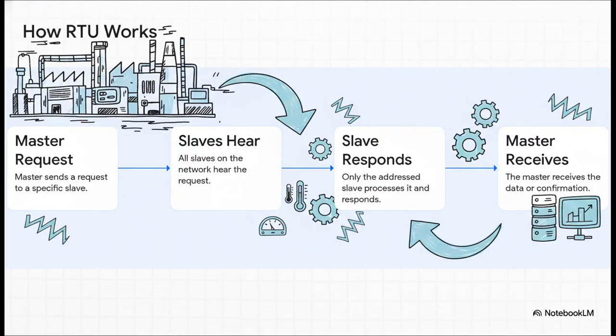So how does the data actually get transferred? It's a very structured, turn-based conversation. The master sends out a message for a specific slave like, "Hey, slave number 5, what's your current temperature?" Now, every single slave on that wire hears this message, but they all just ignore it, except for number 5. Slave 5 then processes the request and sends its answer right back to the master. Simple, orderly, and it just works.